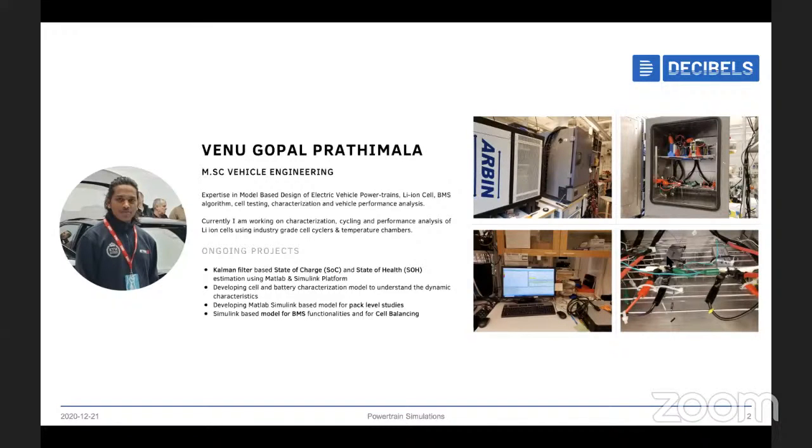Here you can see the industry-grade equipment I'm working on, where I have tested the formula cells, and I'm developing some simulation models for understanding the cell characteristics. Basically, today we are going to discuss the powertrain simulations which will help you in sizing the components, mainly the powertrain components. So without waiting, we'll start with the session.